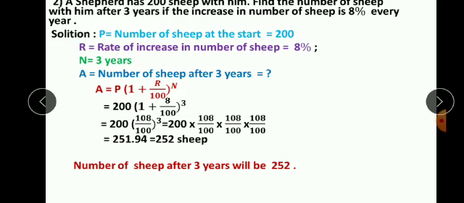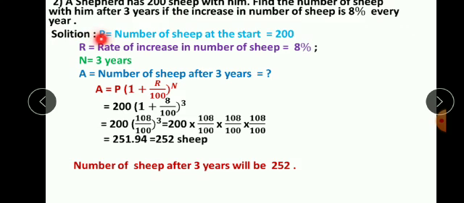The first line is not seen properly over here, but I am reading it. A shepherd has 200 sheep with him. Find the number of sheep with him after 3 years if the increase in number of sheep is 8% every year. This question you can note down from the textbook. Okay children, have you got the question? Page 93, practice set 14.2, second one.